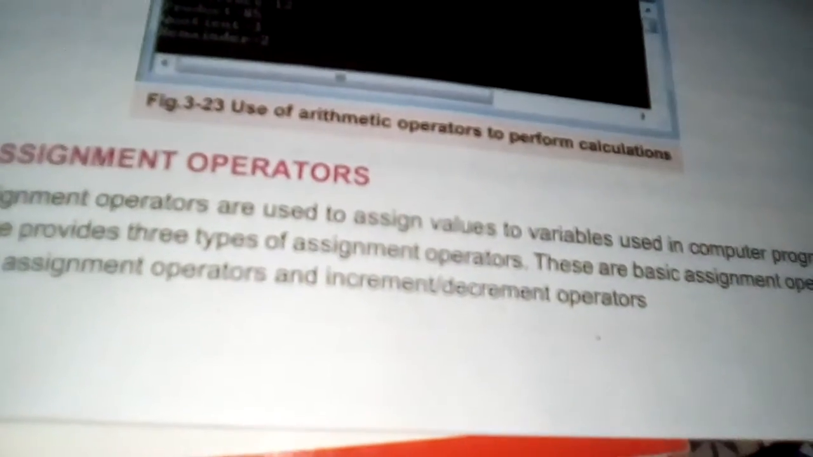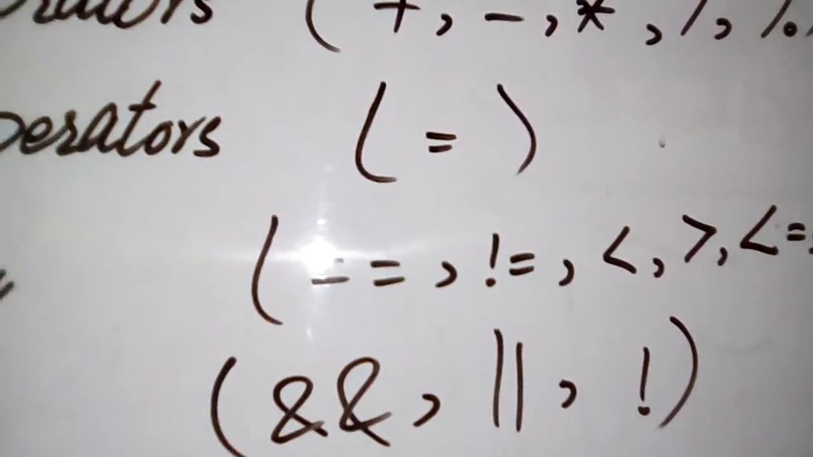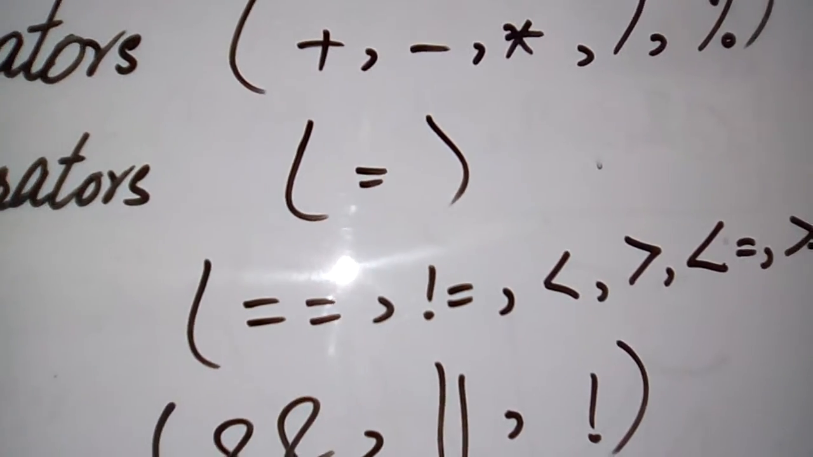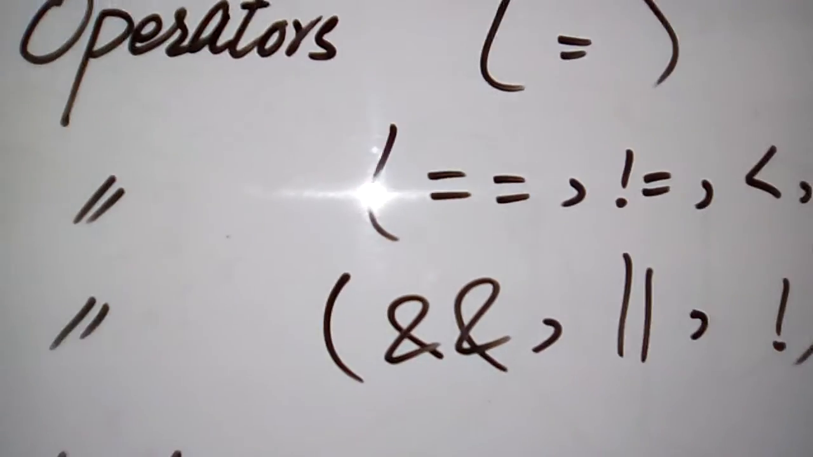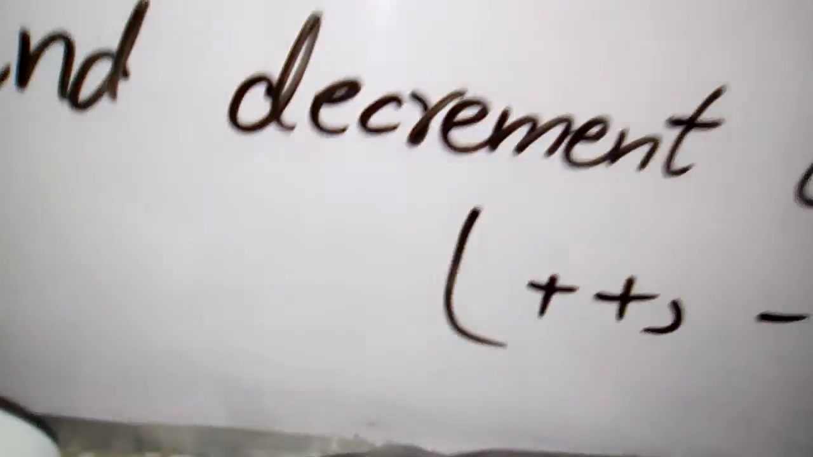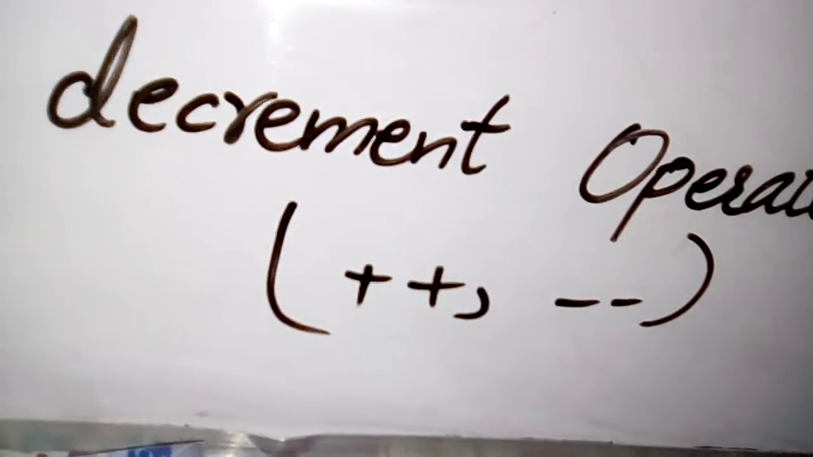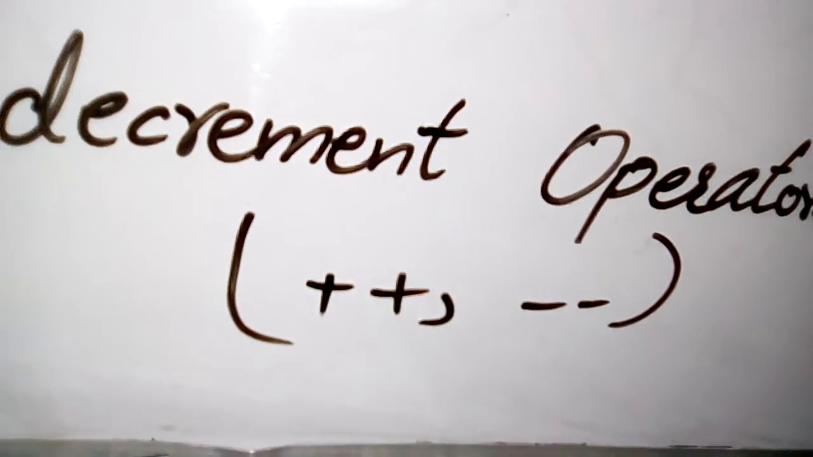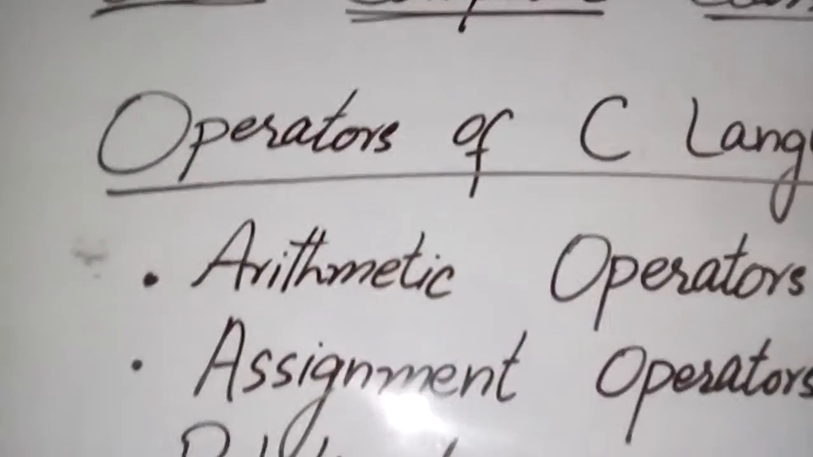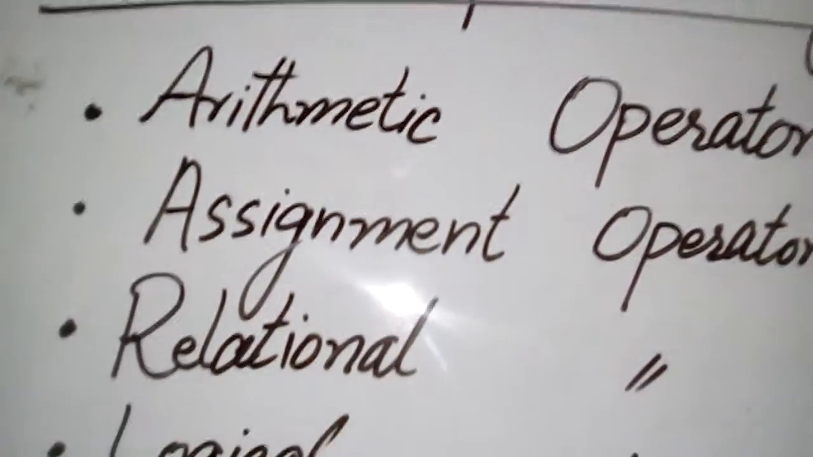Now relational operators are equal to, not equal to, less than, greater than, less than or equal to, and greater than or equal to. Logical operators are the and operator, the or operator, and not. For increment and decrement, plus plus increases the value by one, and decrement decreases the value by one. It's all about operators. Now in detail we will discuss all the operators.